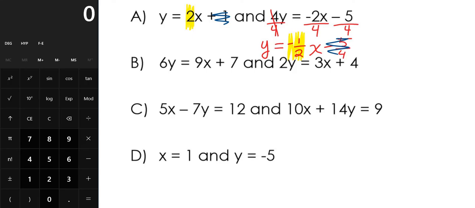Positive 2, negative 1/2. Well, they're opposite signs, and they're also reciprocals of each other because 2 is the same thing as 2 over 1. So if they're opposite reciprocals, that means your answer is perpendicular. Let's go on to B. Now these are going to require a lot more writing.